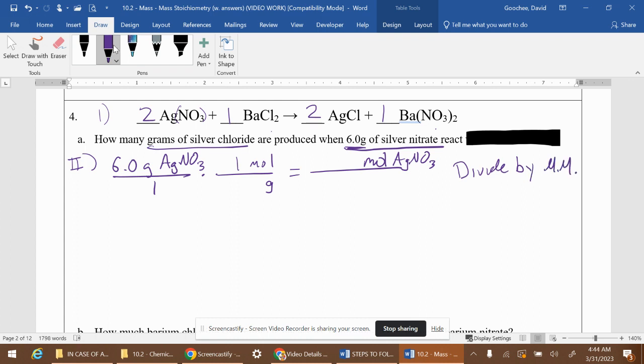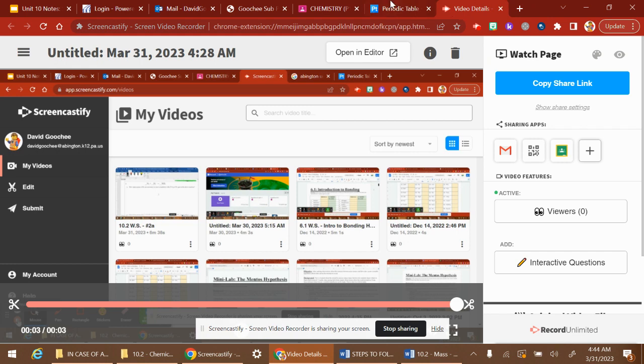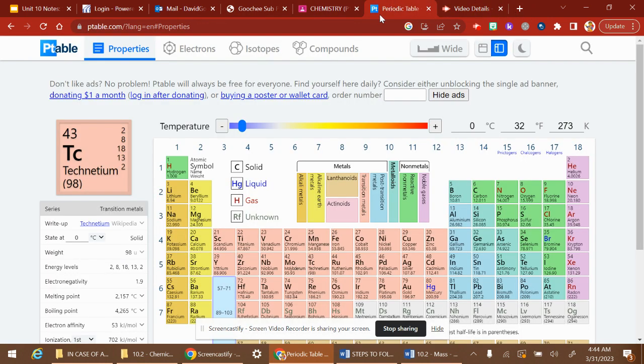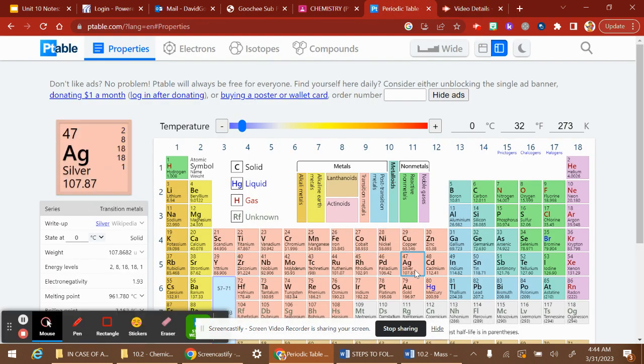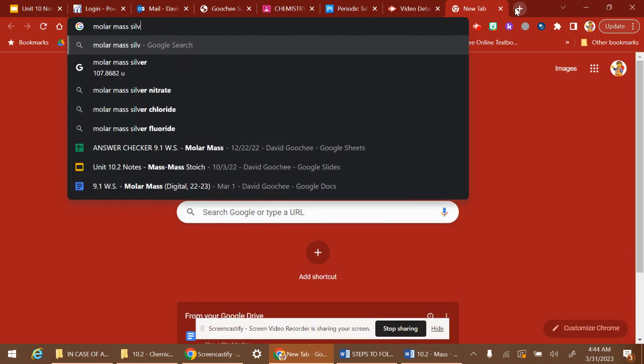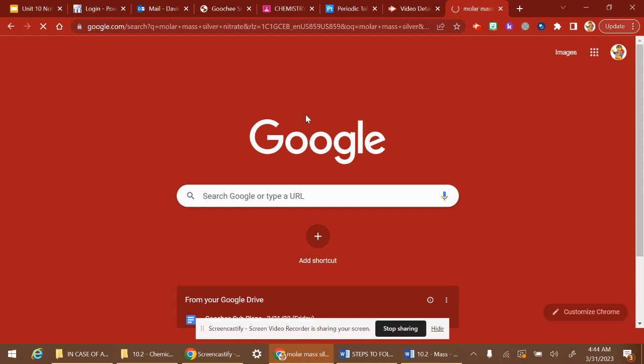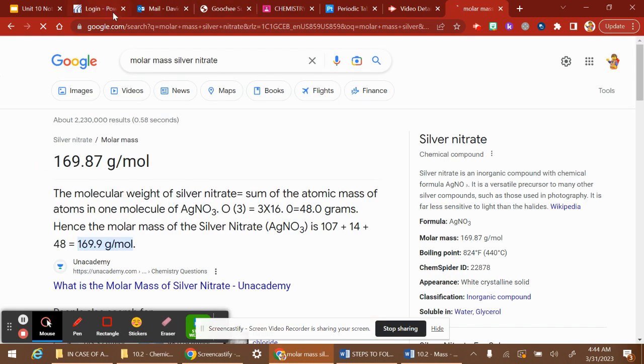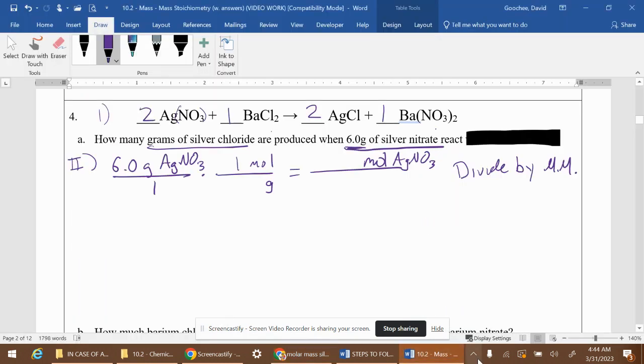So, to the periodic table we go to figure out the molar mass of silver nitrate. Or, frankly, I'm tired, so I'm just going to look it up. Did I close out the tab? No, here we go. You could add a silver, a nitrogen, and 3 oxygens together, or you could just look up molar mass, silver nitrate, and up pops 169.87. There it is, 169.87. Easy as that.